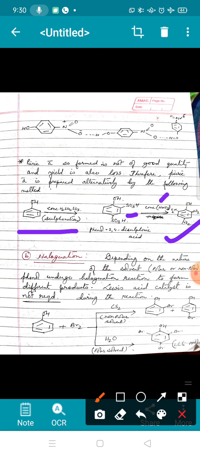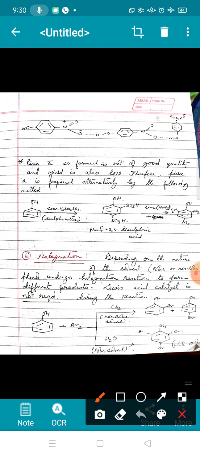When you prepare picric acid this way, the yield is quite good. That means the quantity of product formed is quite good, and the quality of product formed is also quite good. So this is definitely a better method to prepare picric acid.